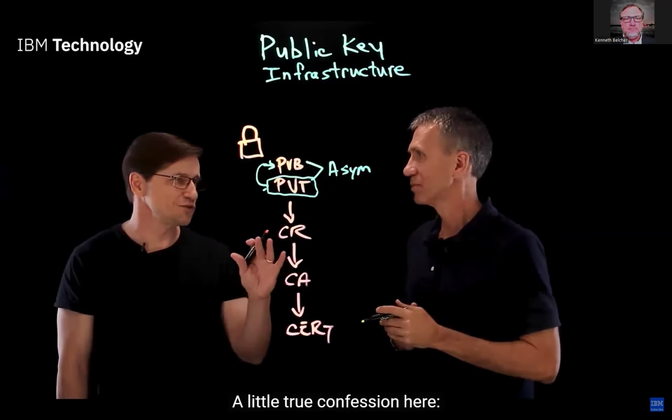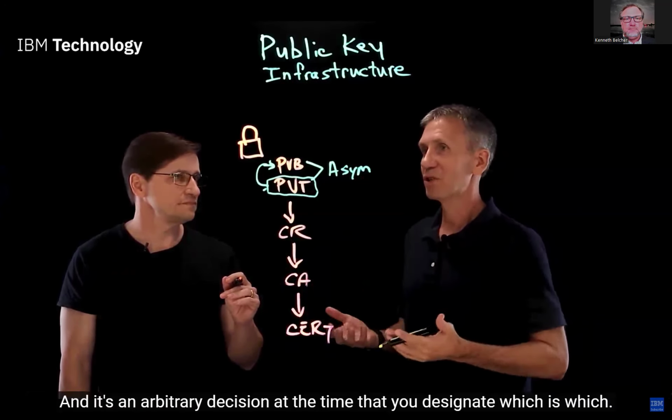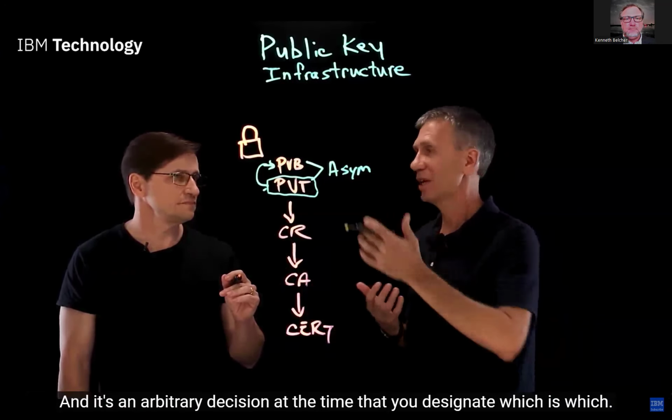A little true confession here. I have to admit that I always thought a public key was just for decryption, and the other was used for encryption. You're saying that's not true? It's not true. It's a reasonable assumption, but it's not the case. In fact, the math behind this doesn't know which one you chose as public or private. It doesn't care. You encrypt with one, you decrypt with the other. And it's an arbitrary decision at the time that you designate which is which.